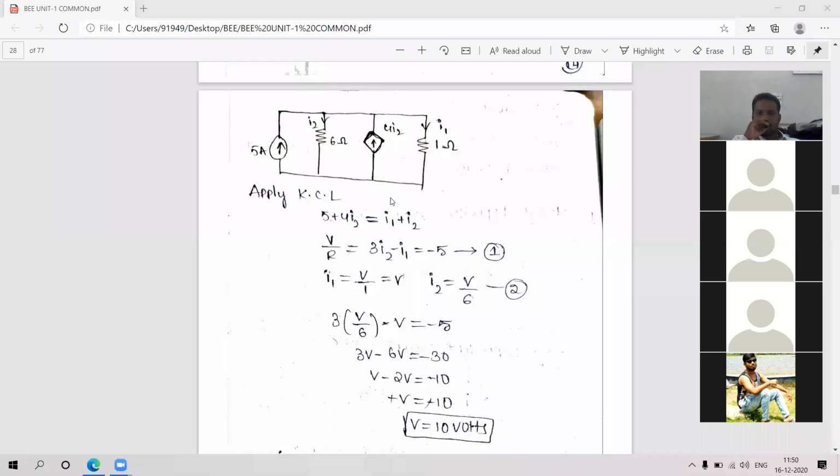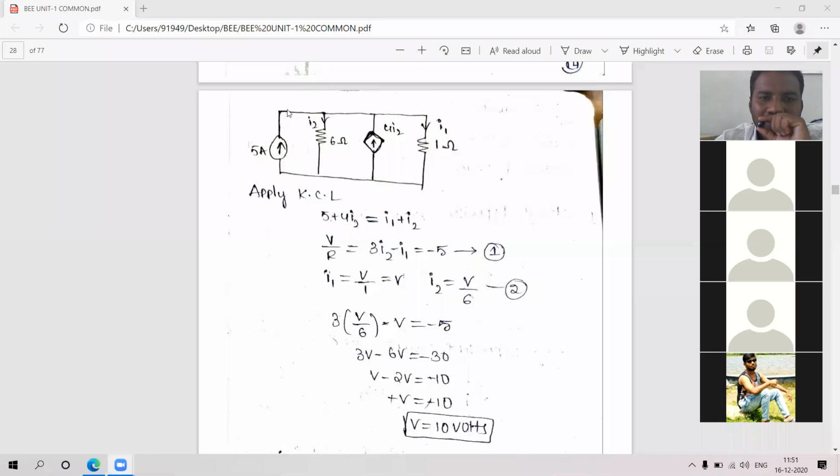Whereas for the dependent source, is it current dependent or voltage dependent here in the question? Current dependent, because it is K times I, where K is 4 and I is I2. So it is 4 times I2. This is the circuit, and you can see that there are 4 currents, one in each branch.